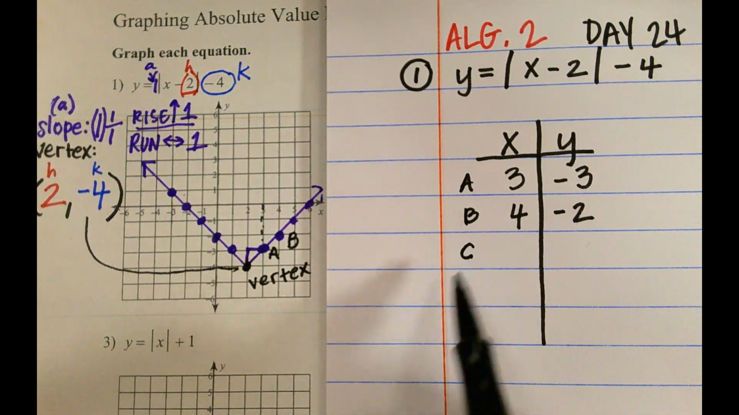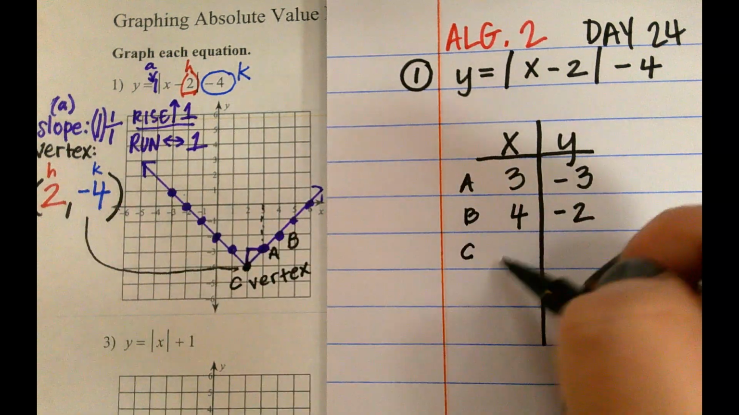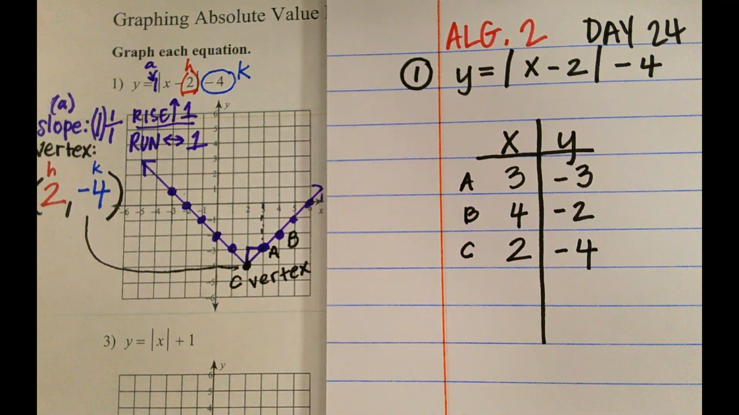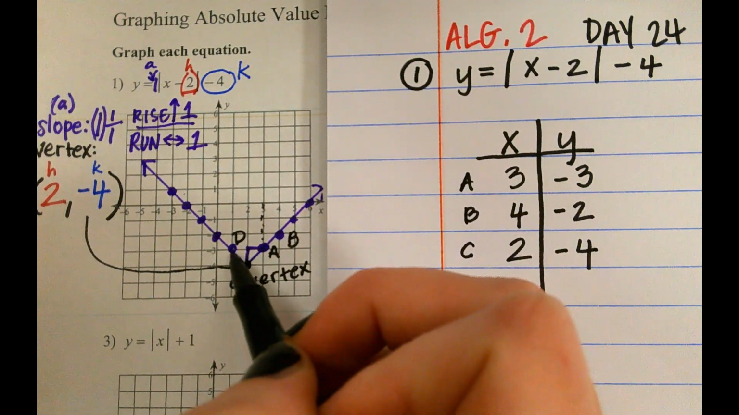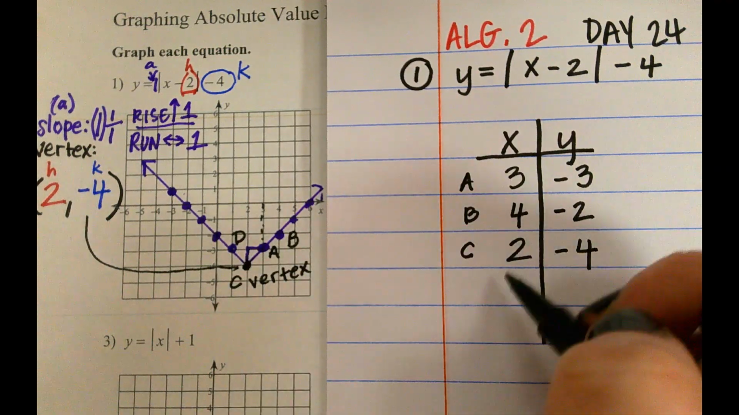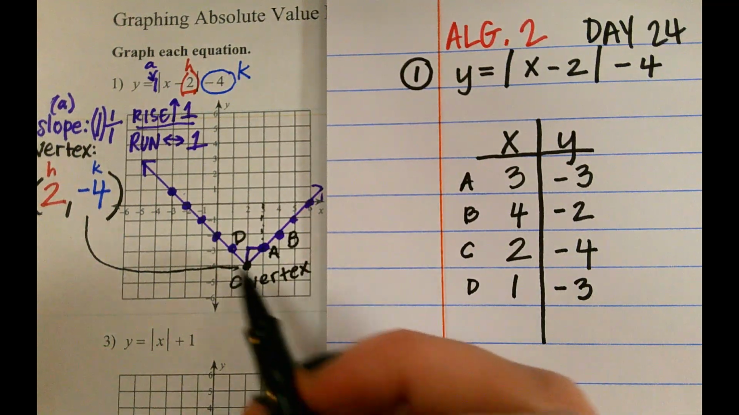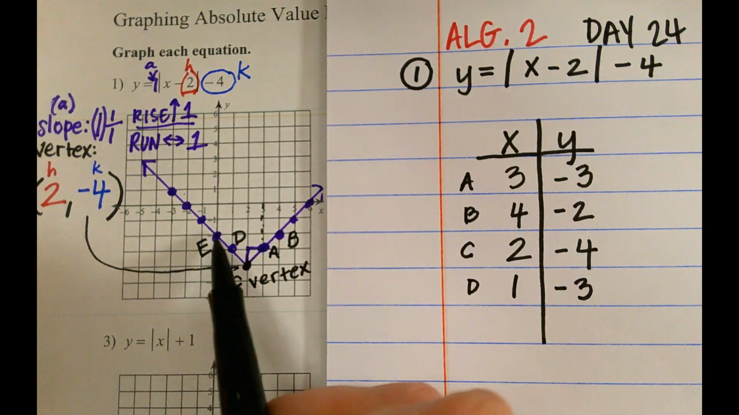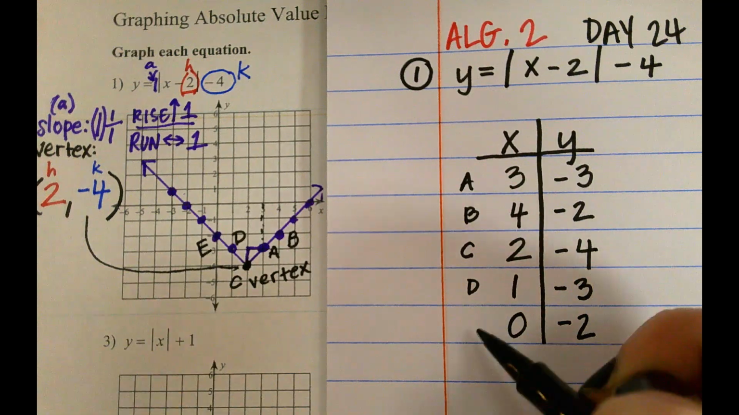I'll call point C my vertex, why not? 2, negative 4. That one's already done for us. And let's pick 2 more. How about this one here? Positive 1, negative 3. Good. We'll call this one E. 0, negative 2.